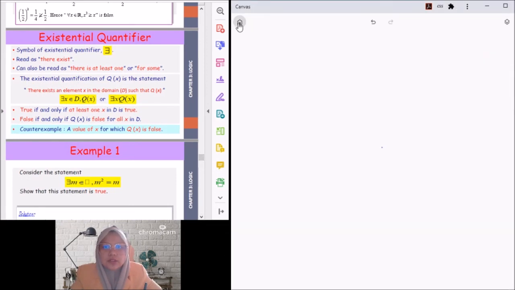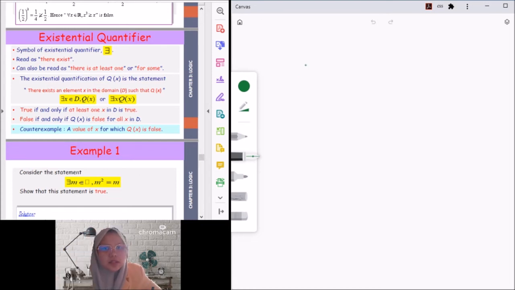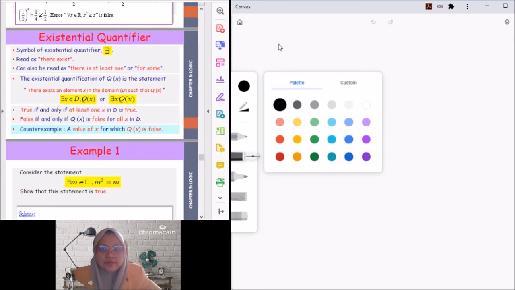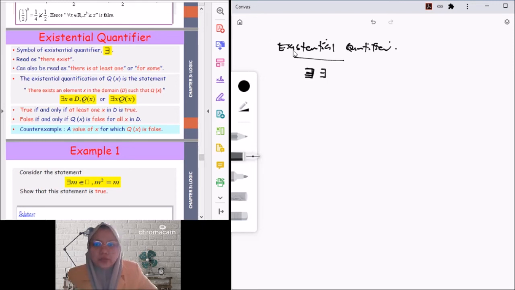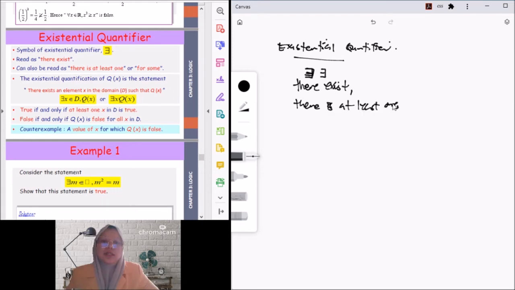So let's look at the existential quantifier. The second is the existential quantifier. The existential quantifier is denoted by the symbol, a backwards E. We read this symbol as there exists, or it can also be read as there is at least one, or for some. But there exists is the most commonly used.